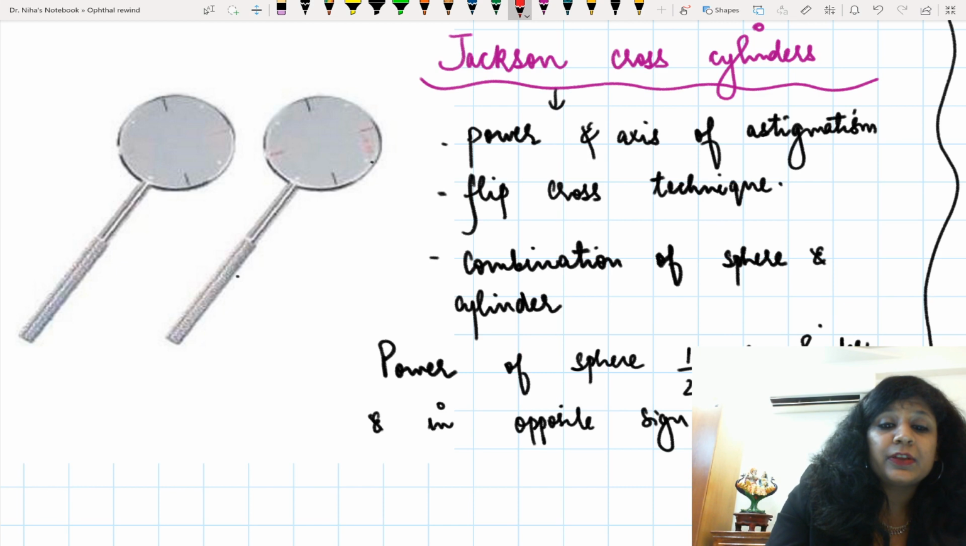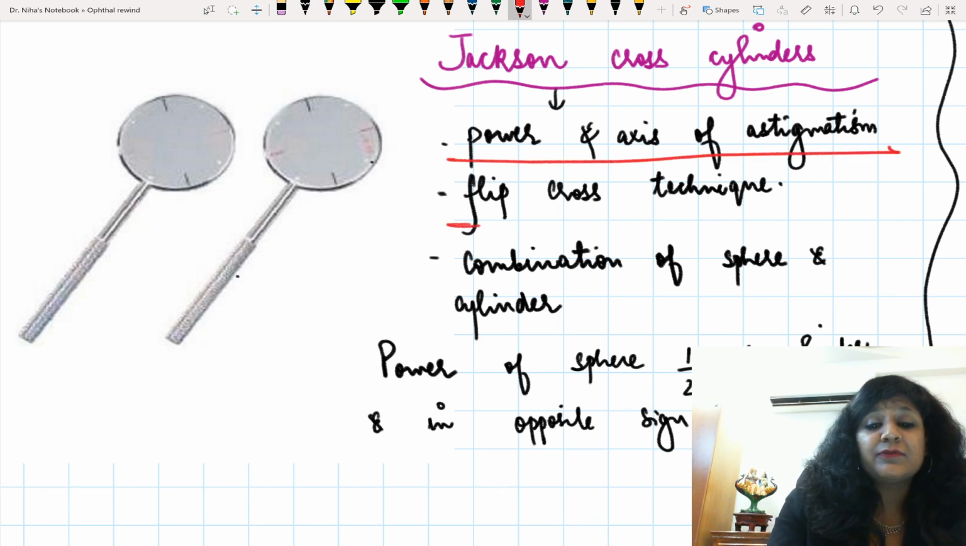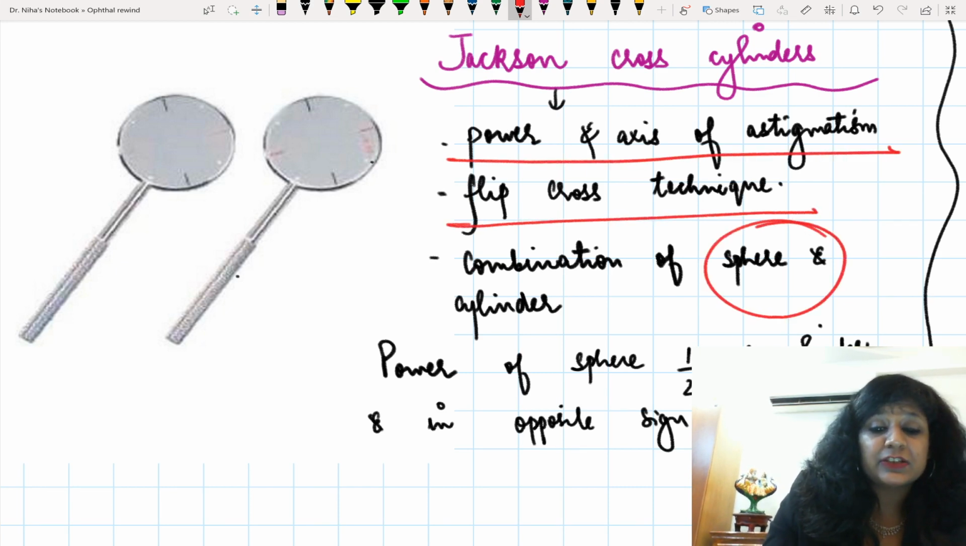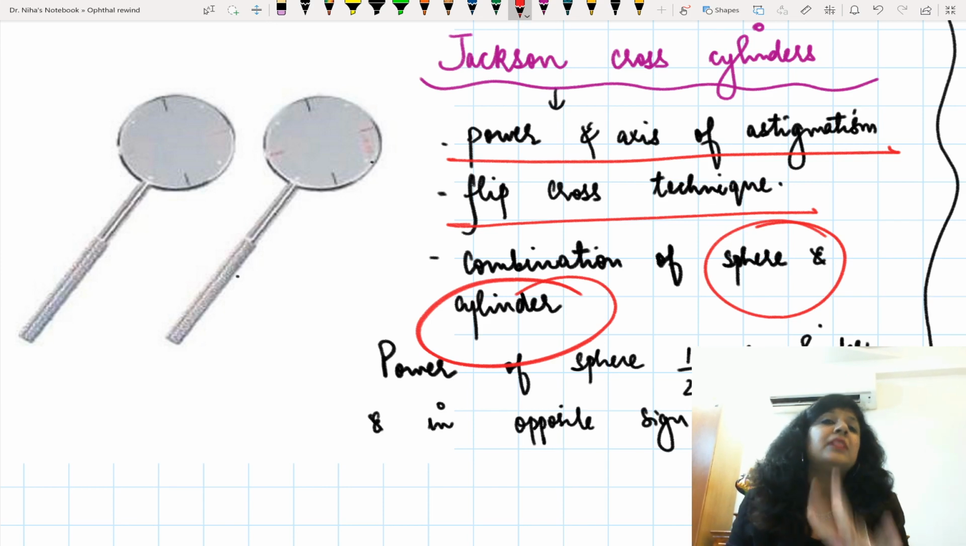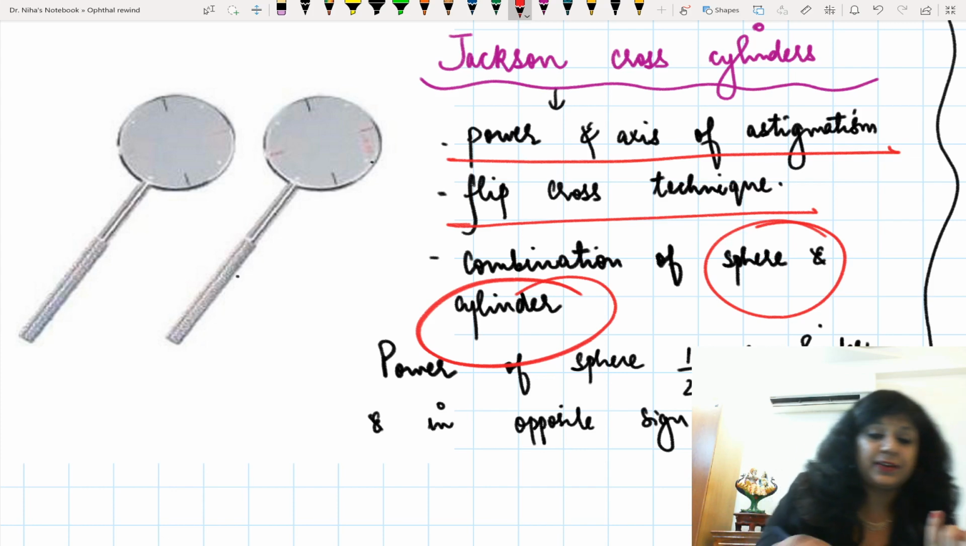Okay, so this was your Jackson cross cylinders. Again, it is used for the power and the axis of the astigmatism. In the flip cross technique, we are using a sphere and a cylinder, and the power of the cylinder is double the power of the sphere with the opposite sign.